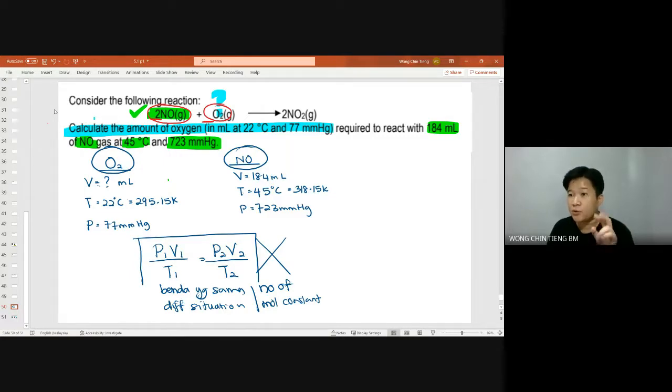Okay? So, the question is easy. Kind reminder over here is that this formula cannot be used when you are discussing different substances. And when you have different numbers of mole, you cannot use this. So, we have to do it the long way. The long way is you have to calculate PV equals nRT twice. But the first time, you calculate for nitrogen monoxide, and what do you find here?